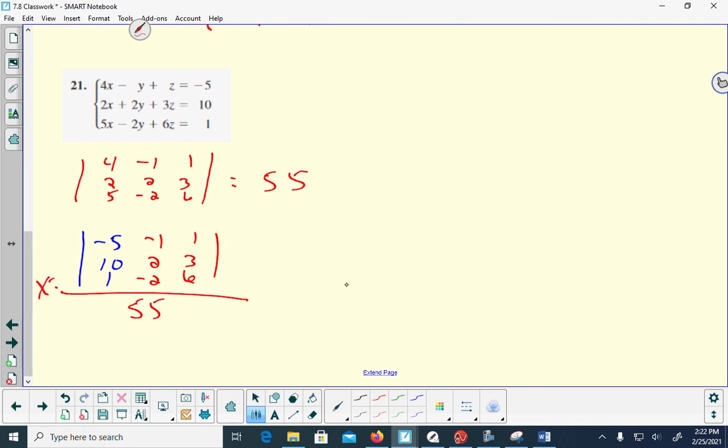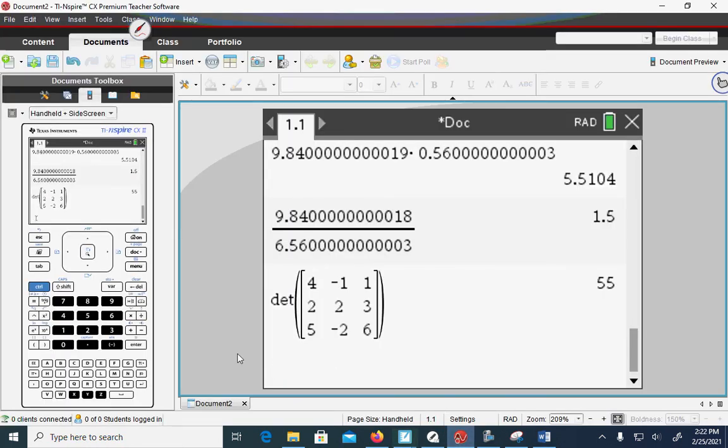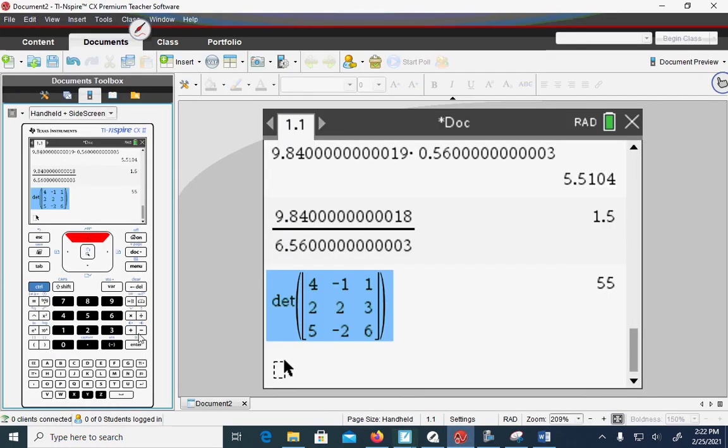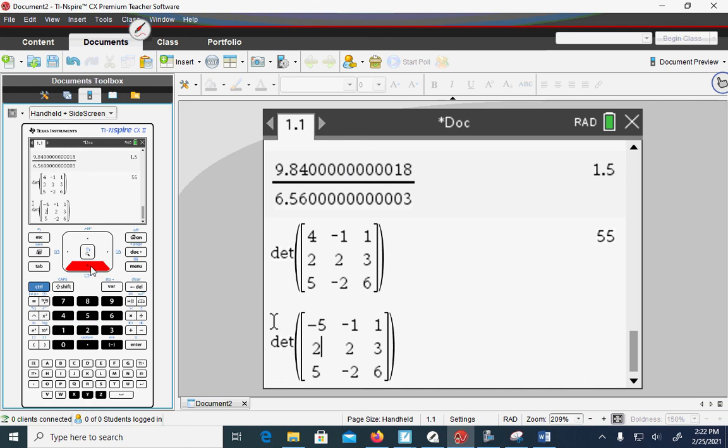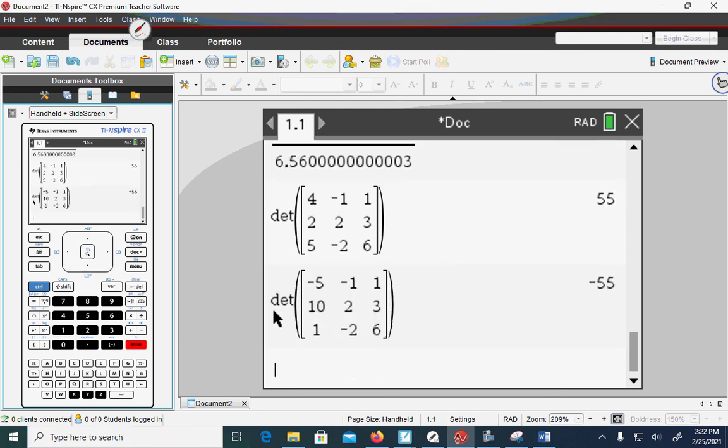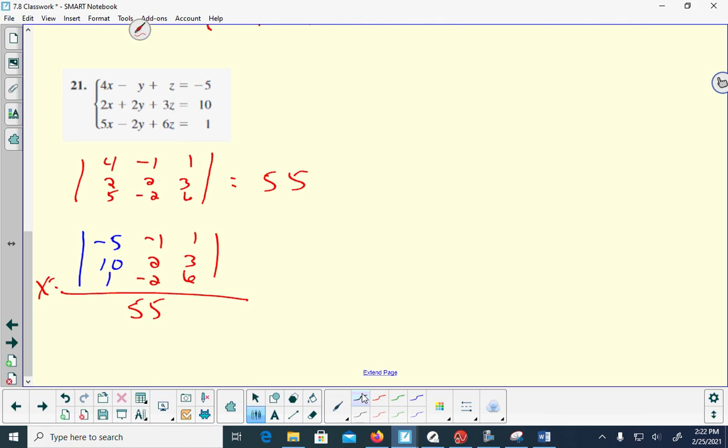So when I go on my calculator and put that matrix in, I'm not going to retype the whole thing. I'm just going to go up and grab it, and replace that first column, the x column, with the answers. The answers were -5, then you make this 10, and you make this 1. You hit enter and you get -55. So I am going to make this -55 over 55, and I'm going to get an answer of 1.